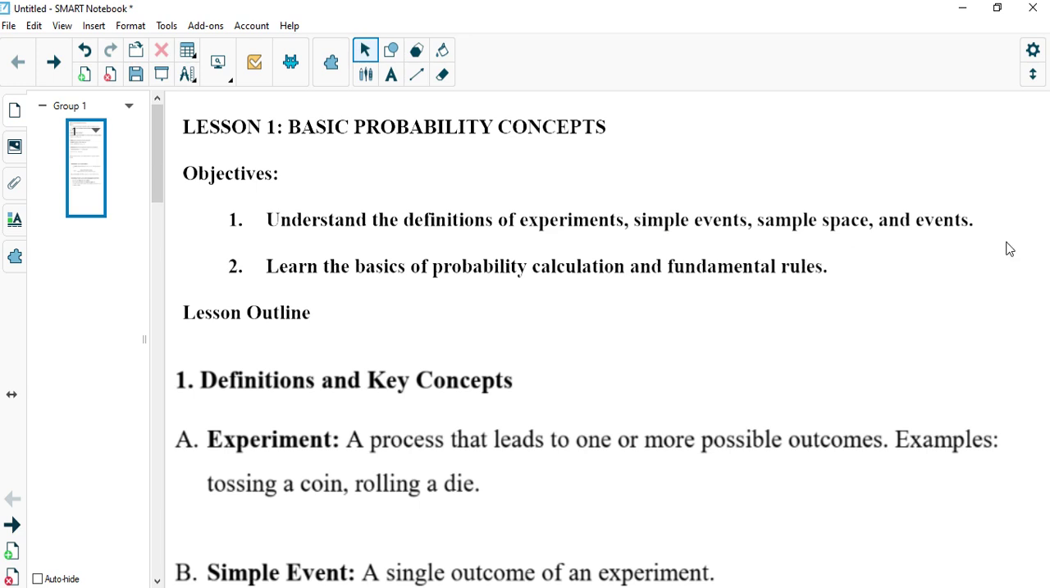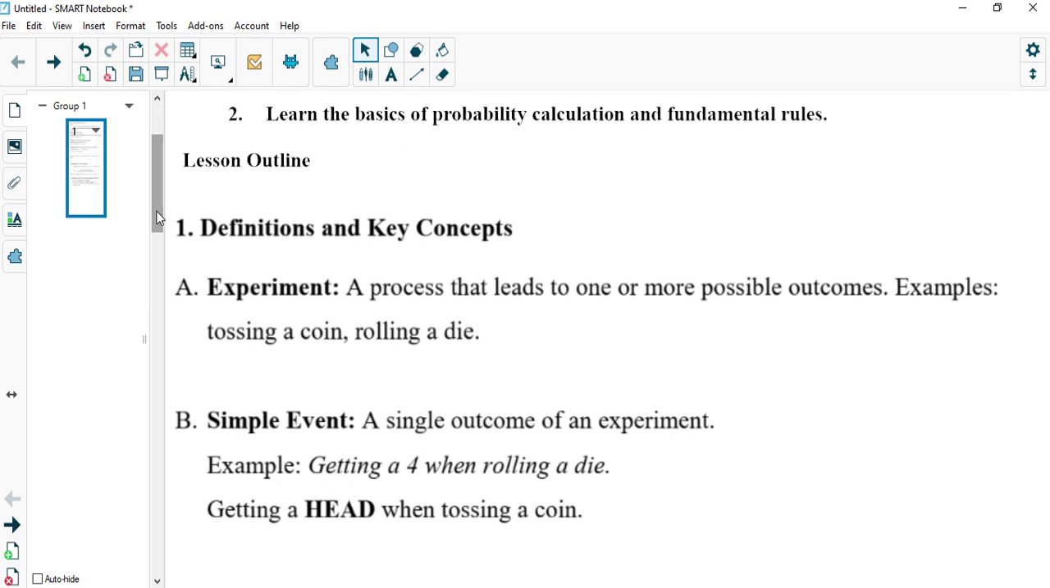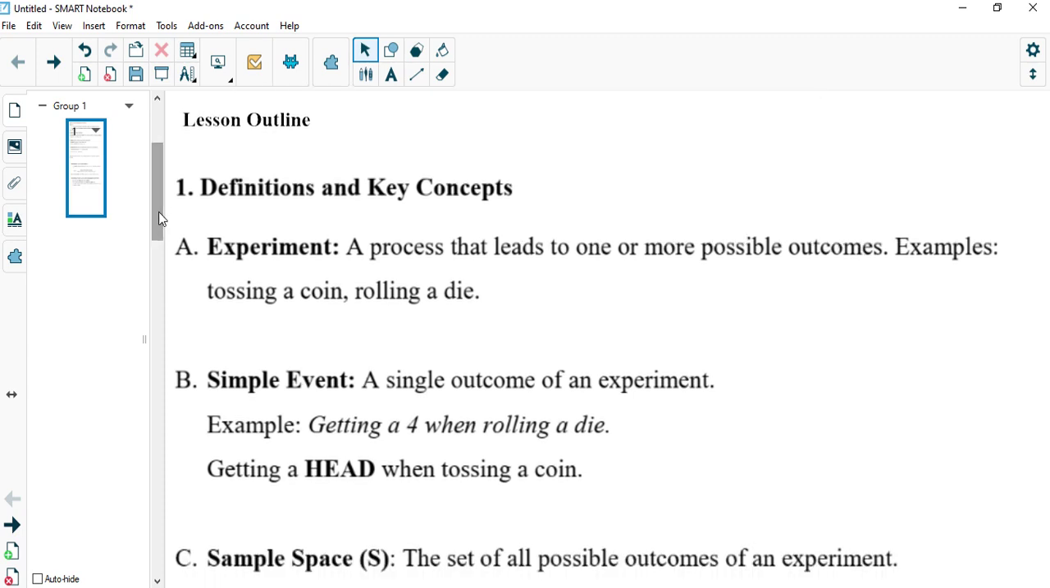So the reason we are going to start from the basics is for us to master the concept of probability. We need to understand the basic concepts. That's why we are going to start from the basics, then we have to progress from that. So in probability, there are a few key concepts we need to understand for us to master the concept.